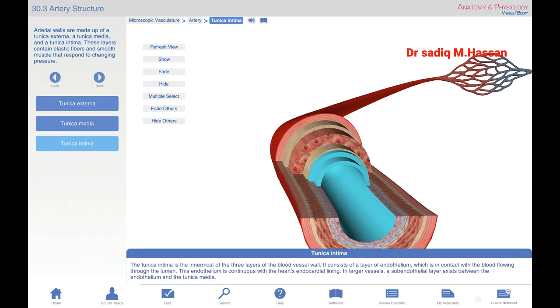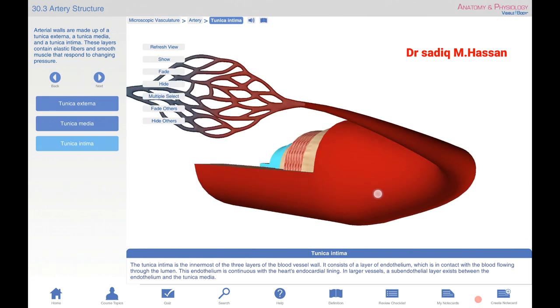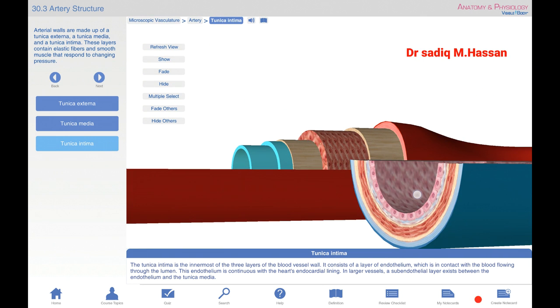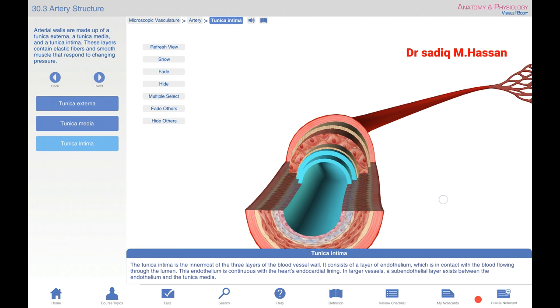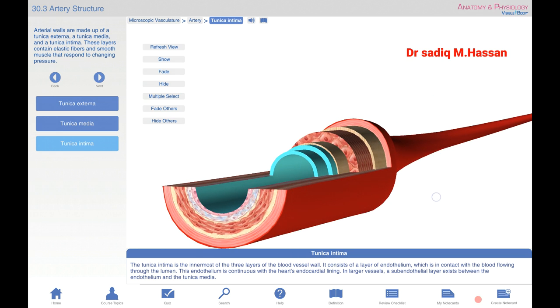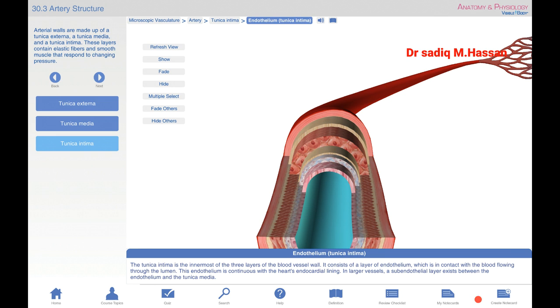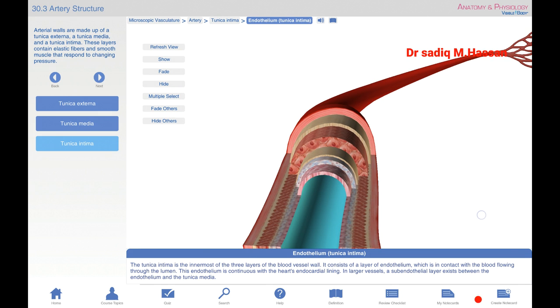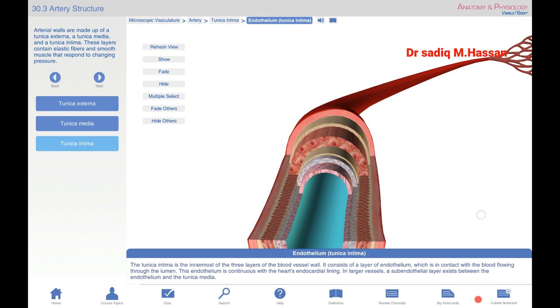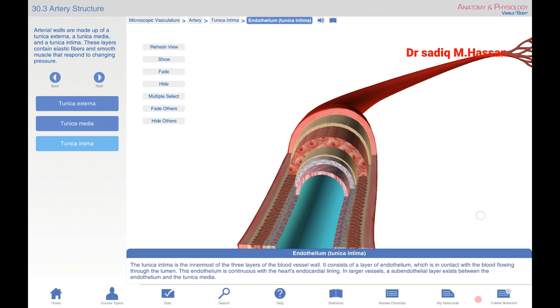So, the intima. Let us see the intima. Now we are in the middle of that blood vessel, this artery. You see, this is the innermost one. The tunica intima is the innermost of the three layers of the blood vessel wall. It consists of a layer of endothelium, which is in contact with the blood flowing through the lumen. The endothelium continues with the heart's endocardial lining. In the large vessels, a subendothelial layer exists between the endothelium and the tunica.